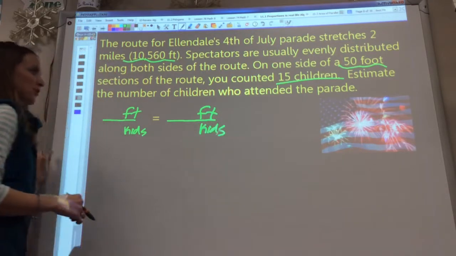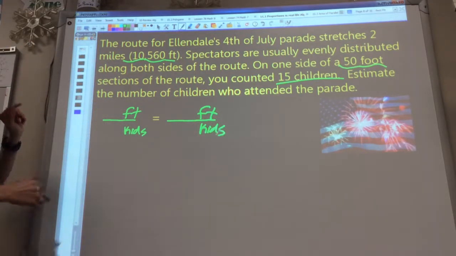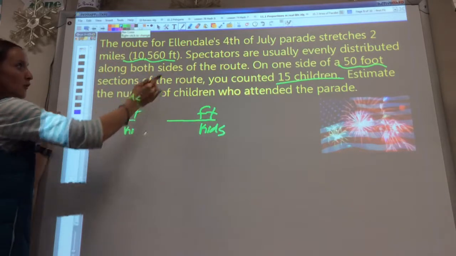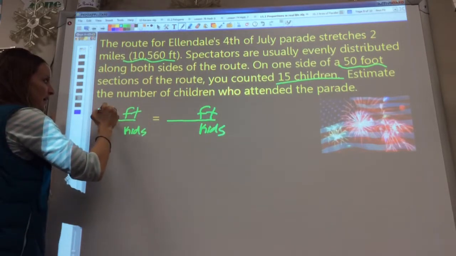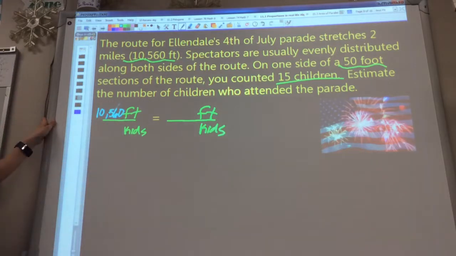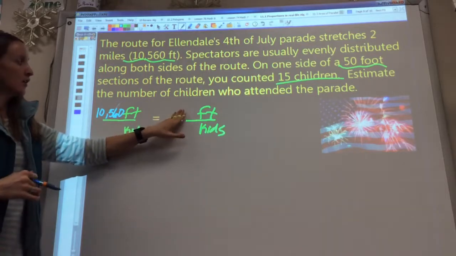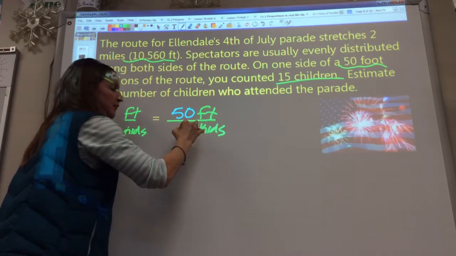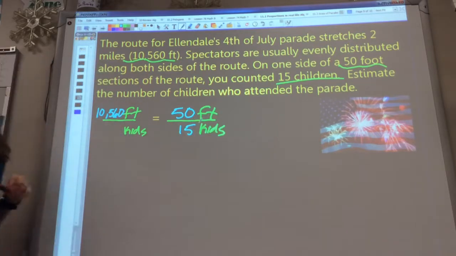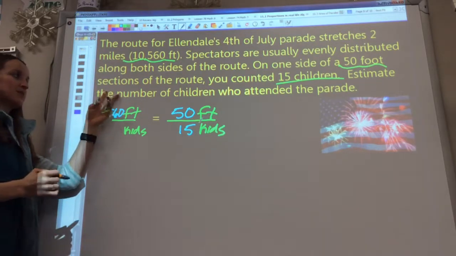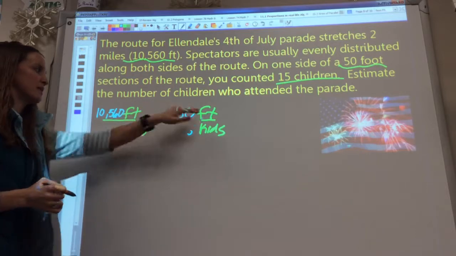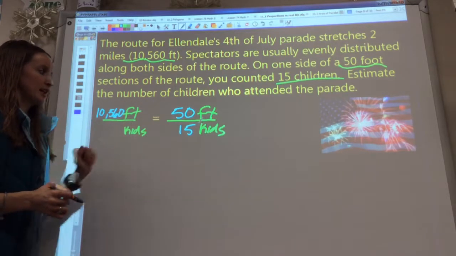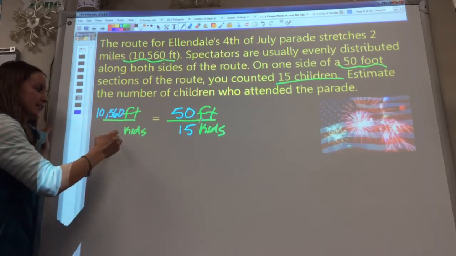Now when we set up a proportion, usually we are trying to find one missing piece. And so let's check it out. We're first given that the whole parade is this many feet long. I know, that's expanding Ellendale's parade just a little bit. And then over here, we found out that over 50 feet, there are 15 kids. And so tonight, when you read problems like this, I would like you to label the two things that you find, because that just helps us stay organized.